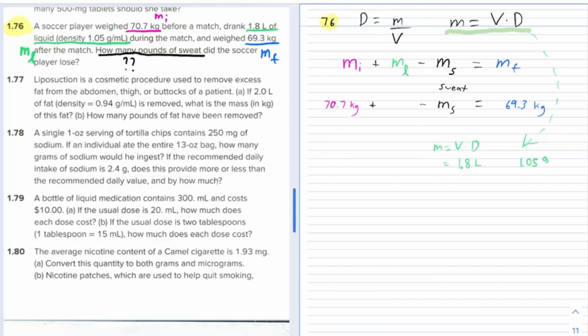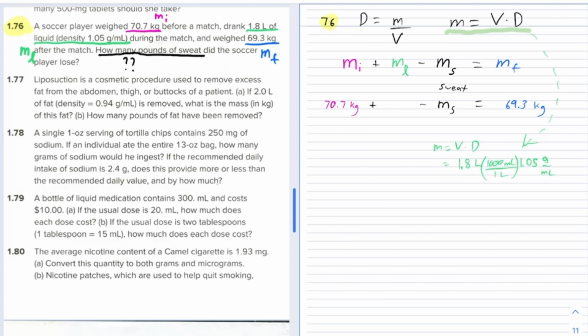So 1.05 grams per milliliter. Now, to take volume times density, the units need to be the right kind of unit. So liters does not go with milliliters. We have to convert the volume to milliliters first before multiplying it by the density. And so we can do that. To convert liters to milliliters, we know that 1,000 milliliters is the same thing as 1 liter.